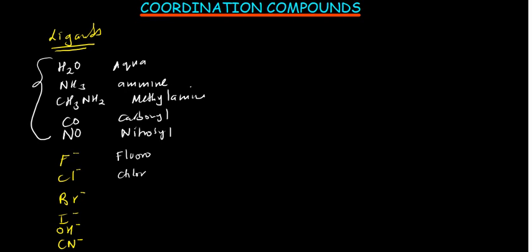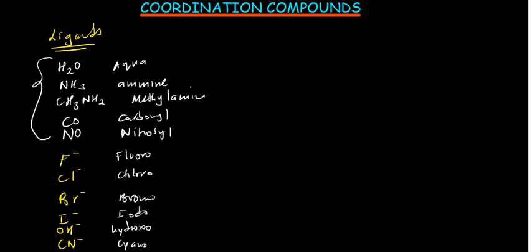And bromine is called bromo. Iodine is going to be called iodo. Now this is a hydroxide, so we call it hydroxo. And we have got a cyanide, which we call cyano. So these are some ligands which we have.